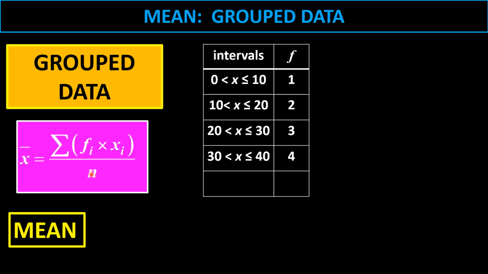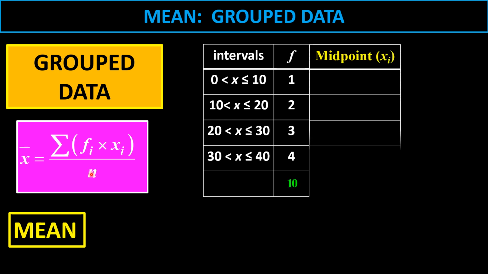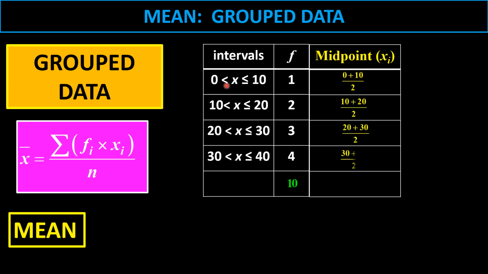So let's just create an extra column here. The sum of the frequencies is 10. That will be my 10 that I'm going to use there. The midpoint, how do we get the midpoint? That's right, it's 0 plus 10 divided by 2. Simple arithmetic, right? And then 10 plus 20 divided by 2, and we can carry on. 20 plus 30 divided by 2, 30 plus 40 divided by 2. And if we do that arithmetic there, it's 5, 15, 25, and 35, right? So that's the midpoint.